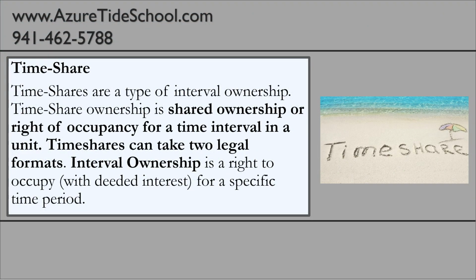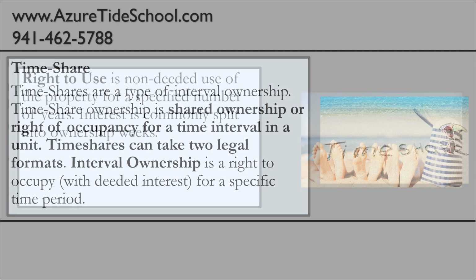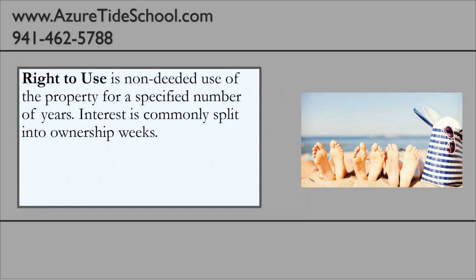Timeshare. Timeshares are a type of interval ownership. Timeshare ownership is share ownership or right of occupancy for a time interval in a unit. Timeshares can take two legal formats: interval ownership, which is the right to occupy with deeded interest for a specific time period, or right to use, which is a non-deeded use of the property for a specified number of years. Interest is commonly split into ownership weeks.